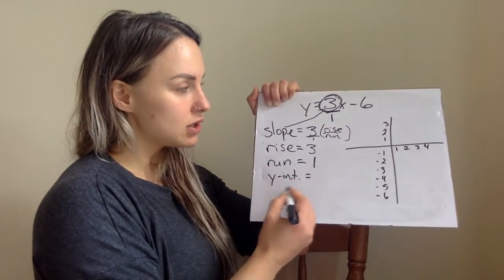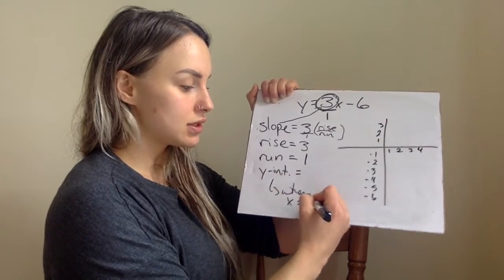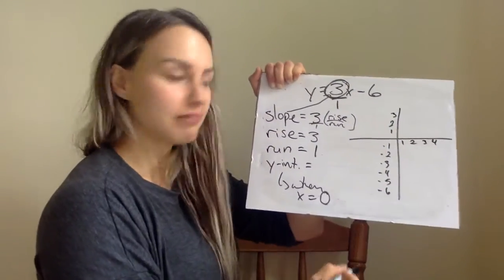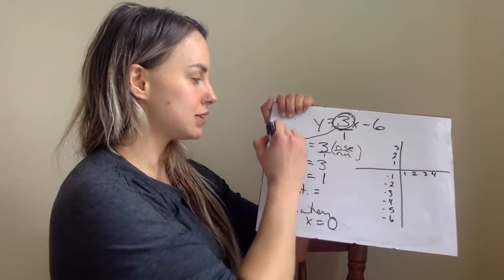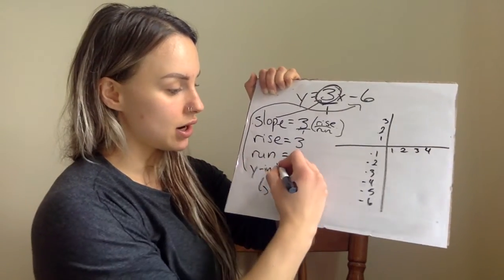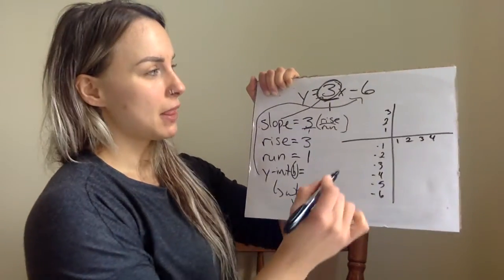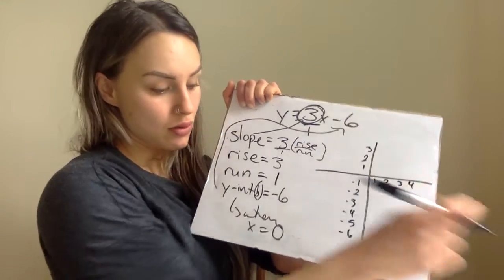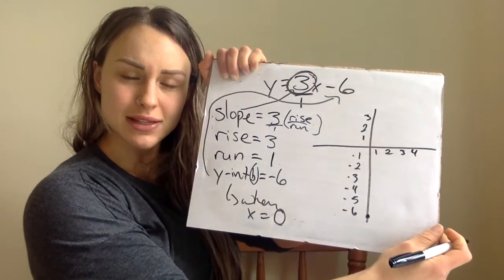And then to get our y-intercept, again, this is when x equals 0. So what that means is this is that spot, because this is also our b spot. Okay? So it is -6. So we have our first point. When x is 0, y is -6.